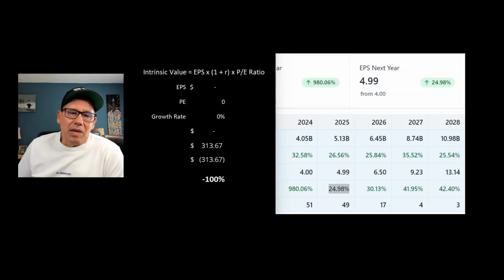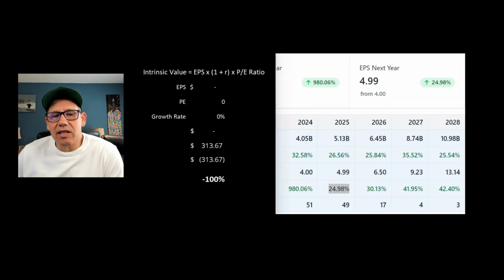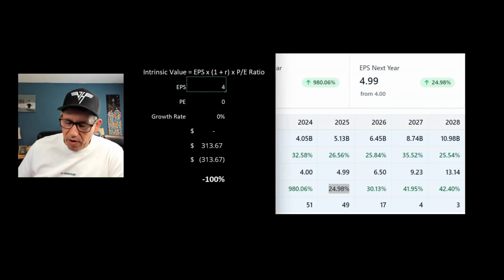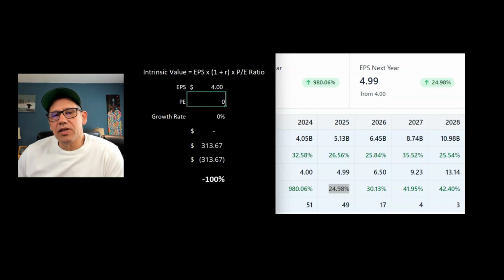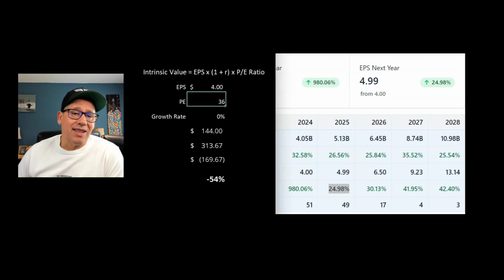Now I've opened up my model and have it alongside the website where I have the information. So it makes it easy for me to put in the data while you look at what I'm referring to. So first, I'm going to take the full year for 2024 as a starting point. That's going to be $4 per share. The price to earnings ratio is something that I'm going to make the decision on. And I really have to weigh the industry, the value of the company, their growth rate. And I think that CrowdStrike deserves a 36 PE.